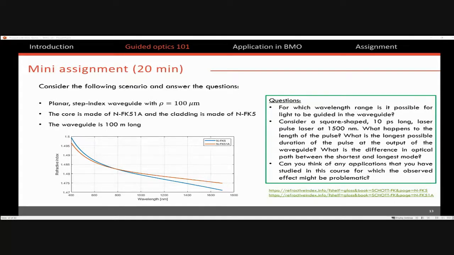Okay, so the second question. Who wants to say what they think happens to the 10 picosecond pulse? Maybe Emma? Unless someone else is dying to.